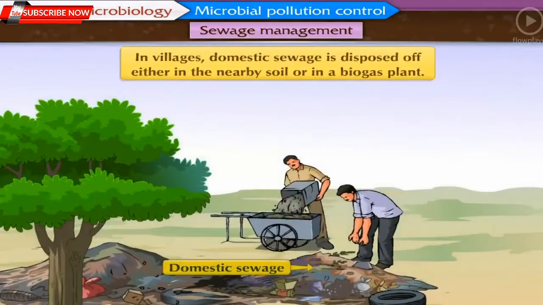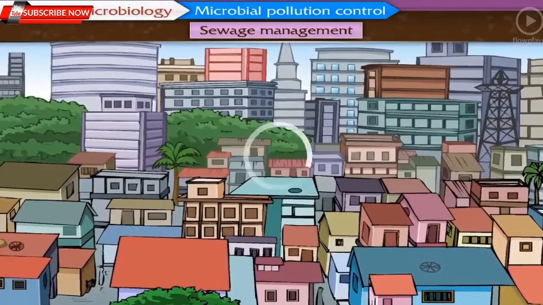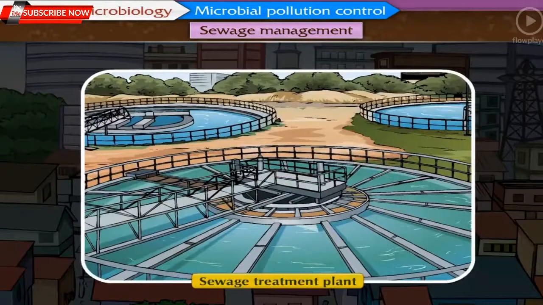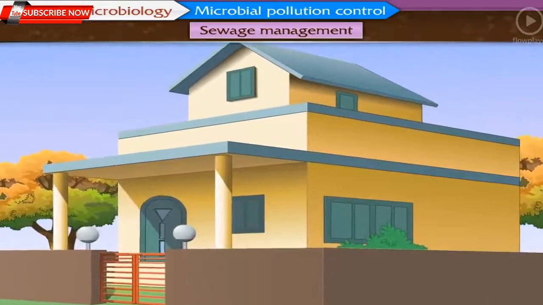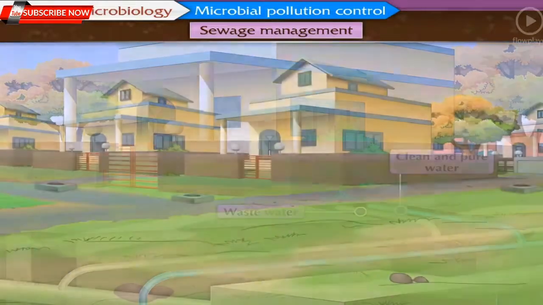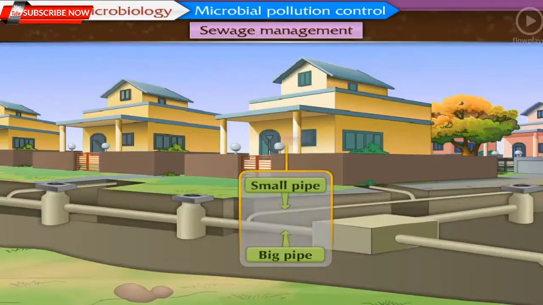In villages, domestic sewage is disposed of either in the nearby soil or in a biogas plant. However, in cities, sewage needs to be carried to a processing unit and acted upon by microbial processes. Every house or building in a city always has two sets of pipes, one carrying clean and pure water and the other carrying wastewater. A network of big and small pipes are seen underground. They are called sewers, and they together form the sewerage.